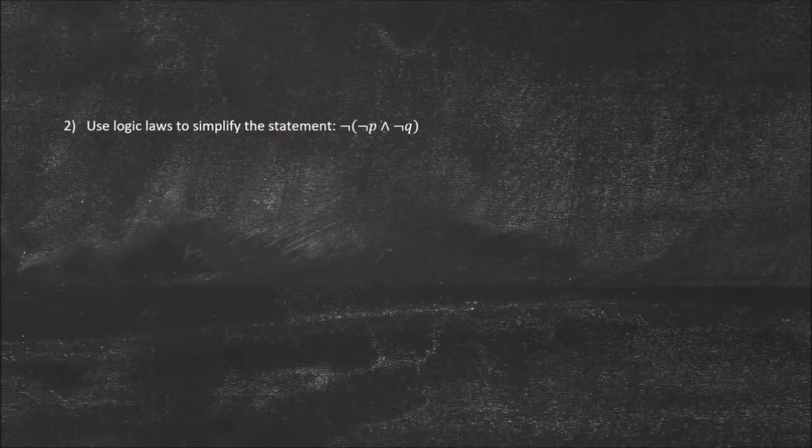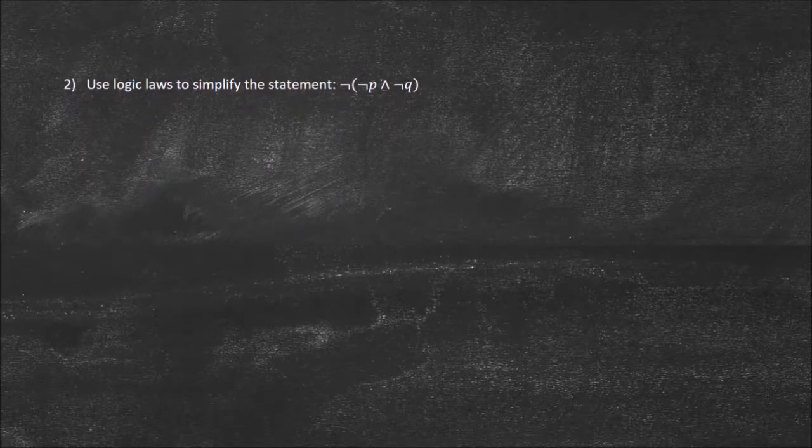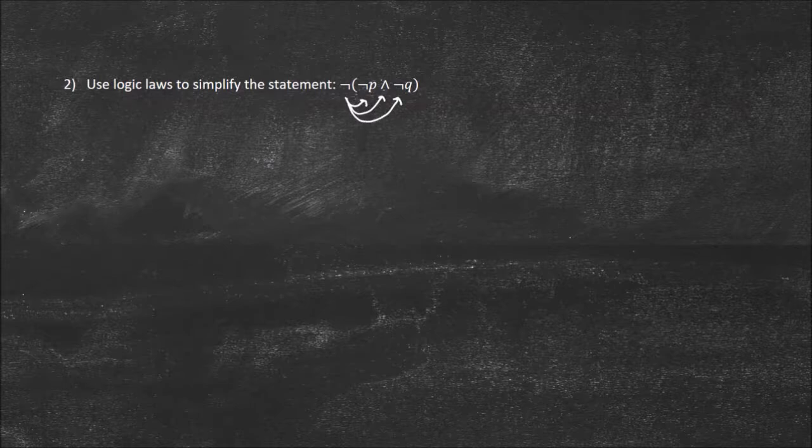Alright, so let's look at another one. Use logic laws to simplify the statement: not (not P and not Q). I see that this looks like a De Morgan's law, so I'm going to do that distribution here. I'm going to distribute the negation to everything. So it's going to be not not P. Then I'm going to switch my connective, because that's what we do with De Morgan's law, and it becomes not not Q.